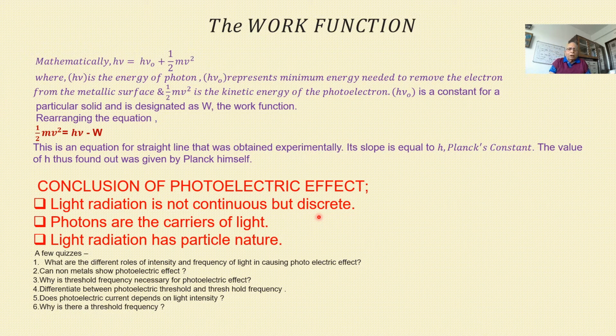Photons therefore can be considered as carriers of light. Light radiation has a particle nature. Very important. Light radiation has a particle nature. It is acting like a photon. It's striking over the metallic surface with certain energy, and all of its energy is being transferred to the metallic surface immediately without any delay or without any time lag.